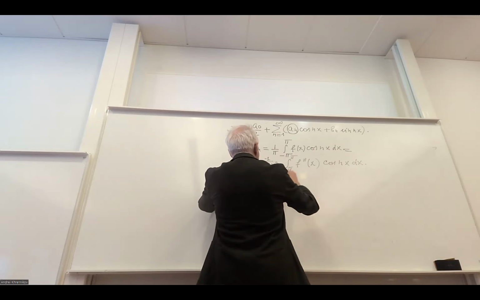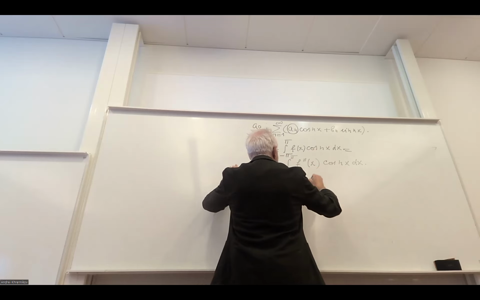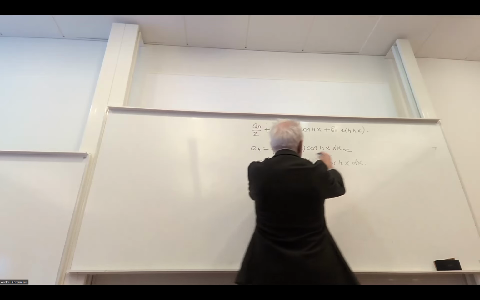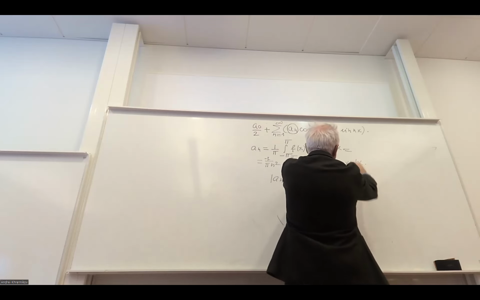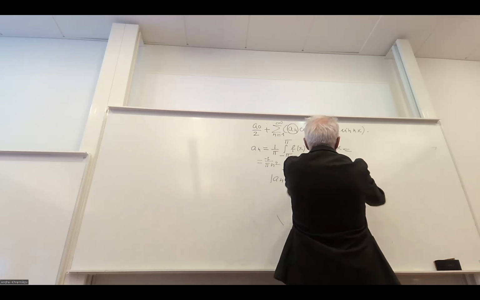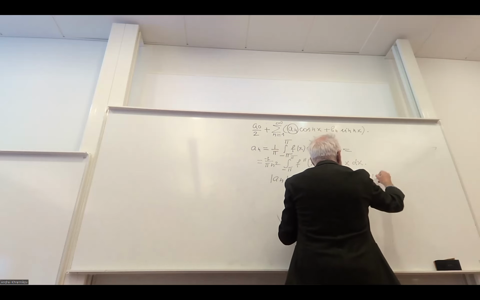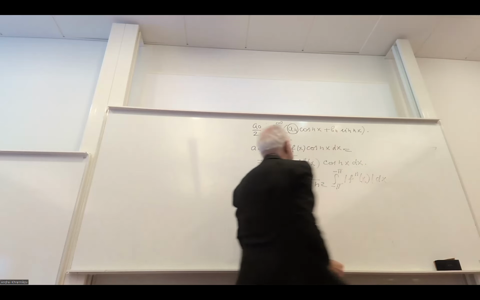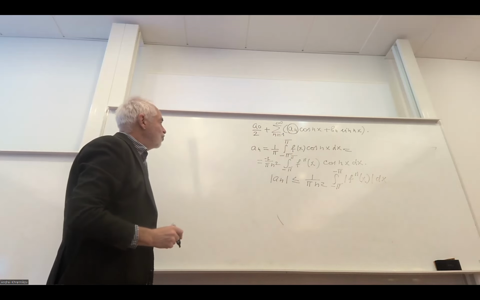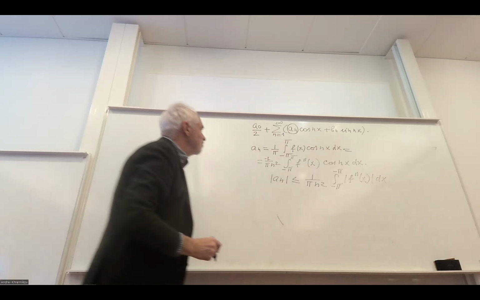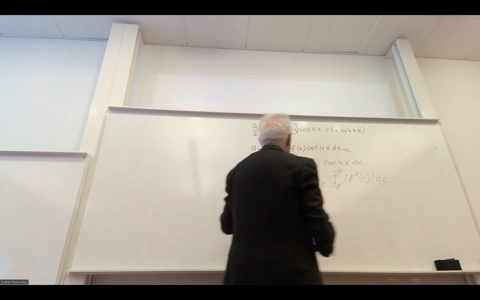So |a_n| is less or equal 1/(πn²) times this integral, when we estimate cosinus, which is less or equal than 1. So this is less or equal this integral of the second derivative dx. So this is a number. So all coefficients a_n are majorated in this way.